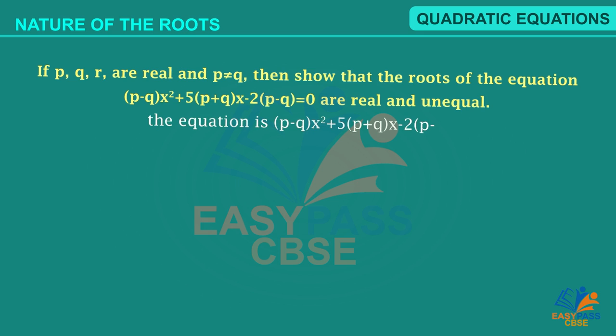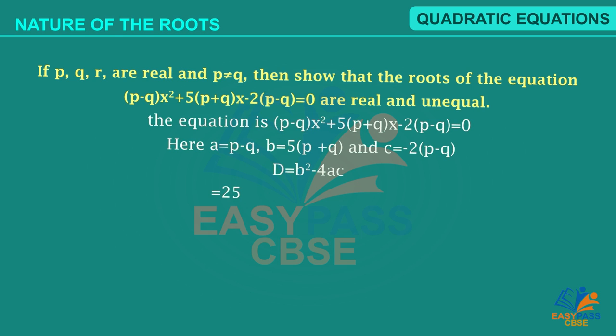Now, a is equal to p minus q. b is equal to 5 times of p plus q. c is equal to minus 2 times of p minus q. So, b square minus 4ac is equal to 25 times p plus q whole square minus 4 times of p minus q times minus 2 times of p minus q. On simplification, we get 25 times p plus q whole square plus 8 times p minus q whole square.